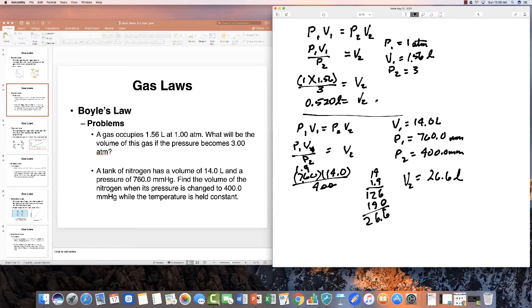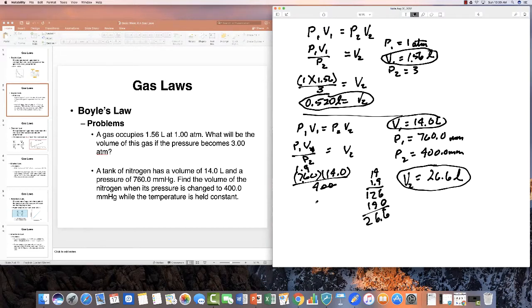If you start out here, the pressure is going to go up, so the volume has to go down. So one check is your answer has to be less than what you started out with, because the volume has to go down. Similarly, here the pressure goes down, so the volume has to go up. So this number has to be greater than this number.